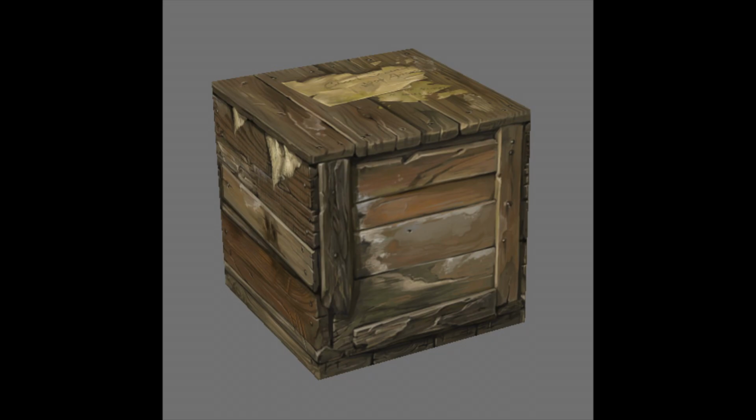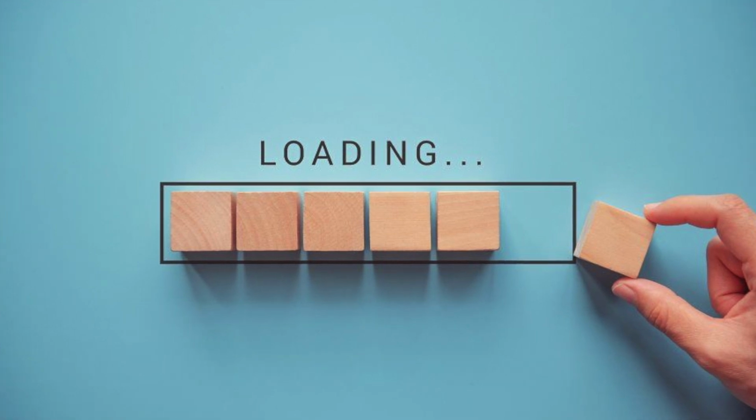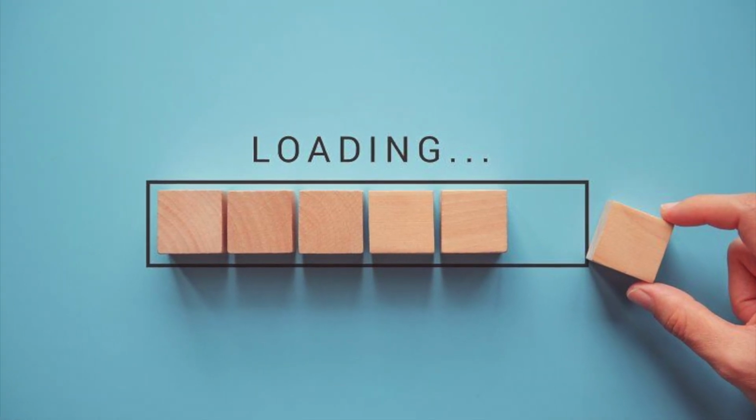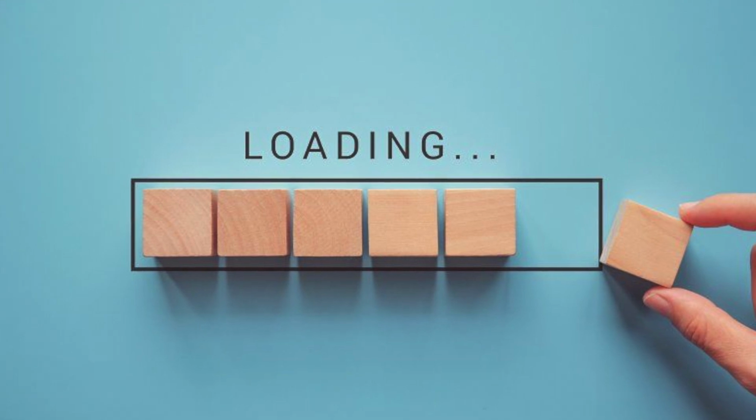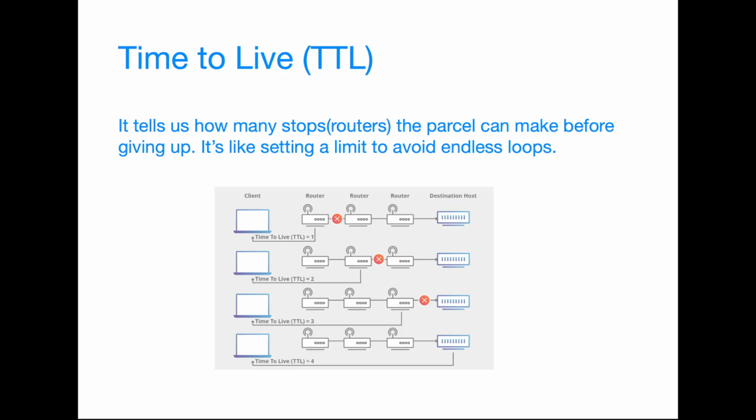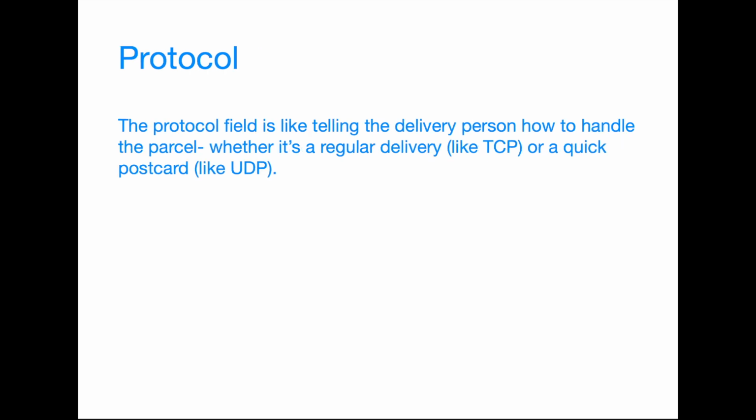Now, imagine if our parcel is too big for a mailbox, we need to split it up. That's called fragmentation, and it's like breaking a big parcel into smaller ones. The time to live or TTL field is super important. It tells us how many stops the parcel can make before giving up. It's like setting a limit to avoid endless loops. The protocol field is like telling the delivery person how to handle the parcel, whether it's a regular delivery or a quick postcard.